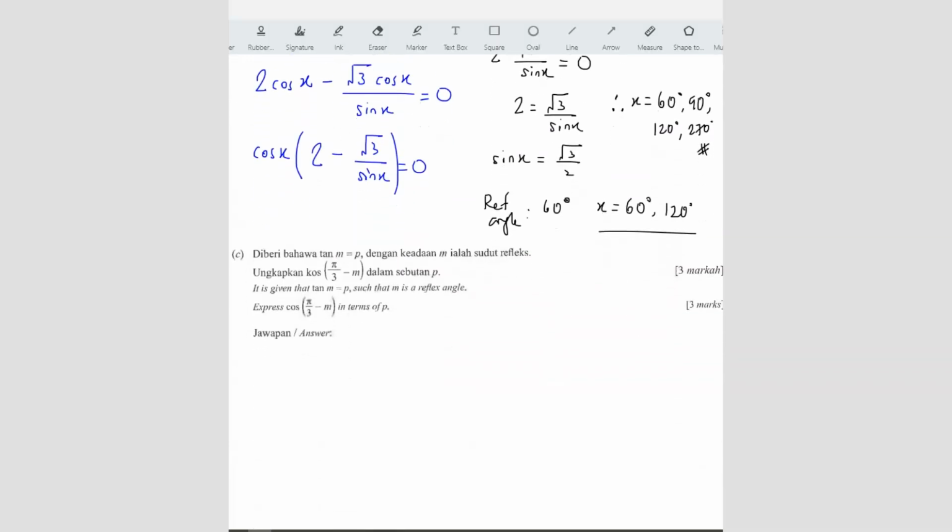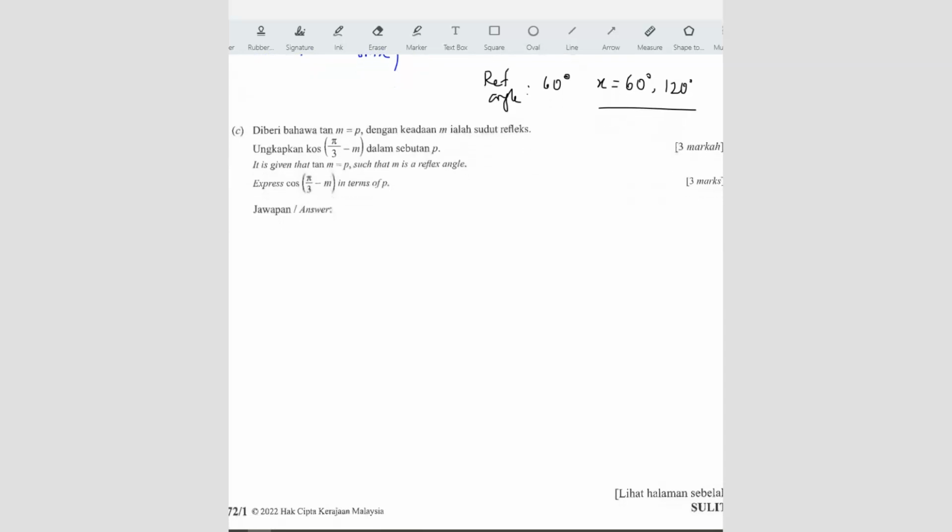Alright, next one. It is given that tangent M equals P such that M is a reflex angle. If it's a reflex angle, it's going to be these two quadrants. But I think there is some problem with this question, because they only say reflex angle, so we don't know which quadrant we are going to use. But we assume that because they write P, it's a positive P, so it's going to be in the third quadrant, not in the fourth quadrant.